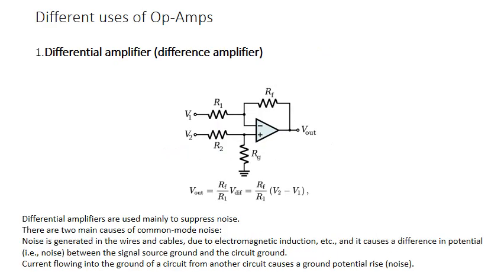Different uses of op-amps. Differential amplifier is the first use. Here, the difference between the input voltages V2 and V1 is amplified, with the ratio of the resistances giving the output voltage. Differential amplifiers are used mainly to suppress noise. There are two main causes of this common mode noise. Noise generated in wires due to electromagnetic induction, which causes a difference in potential between the signal source ground and the circuit ground, and current flowing into the ground of the circuit from another circuit, which causes a ground potential rise, which is also noise.